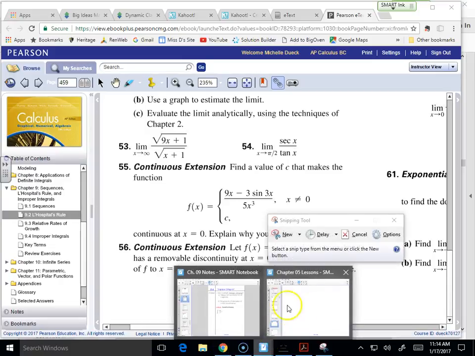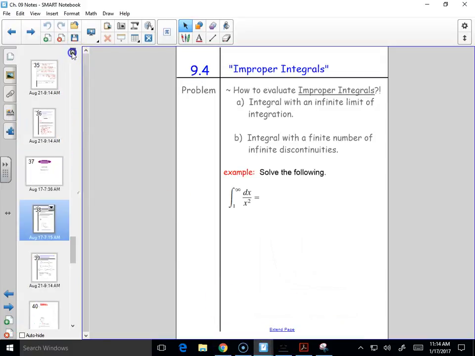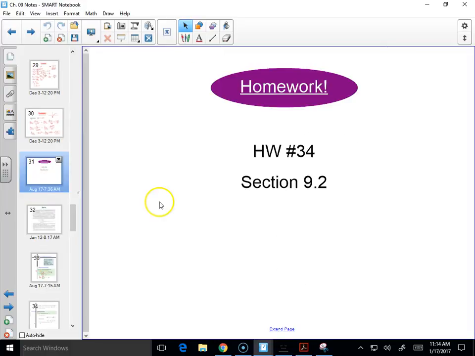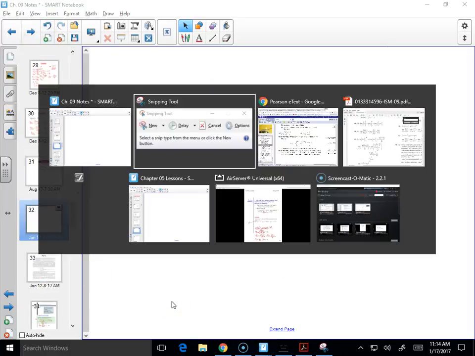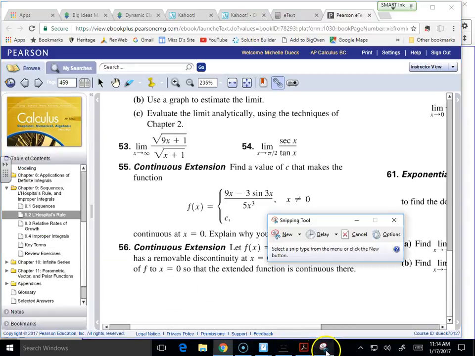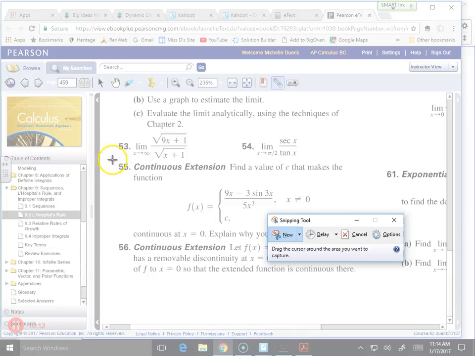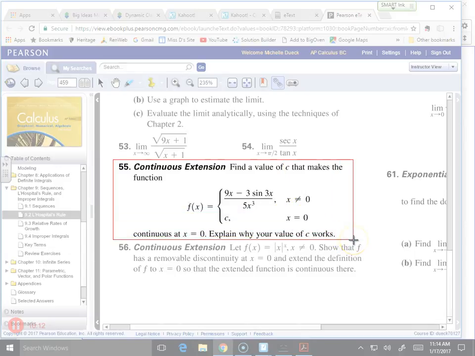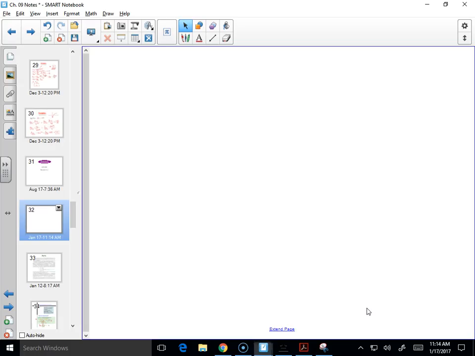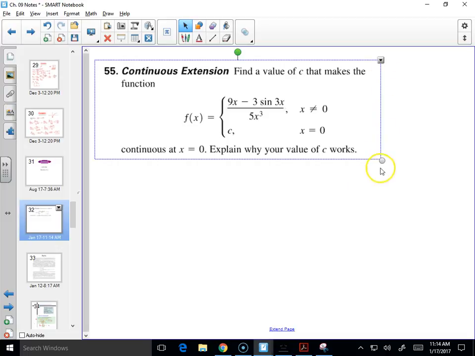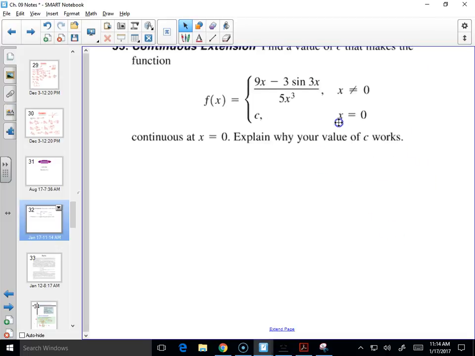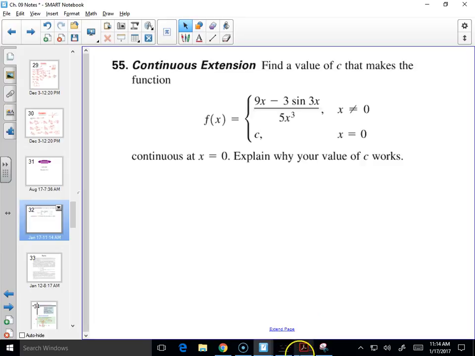And just for sake of organization, let me go back to 9.2. Alright, number 55 says find a value C, which we are pretty used to, hopefully, with the AP questions they ask, but things are a little different, because they say make it continuous. So, what has to be true for it to be continuous? The limit coming from the left, coming from the right, and at C have to be equal.